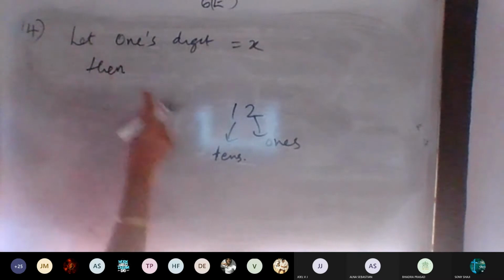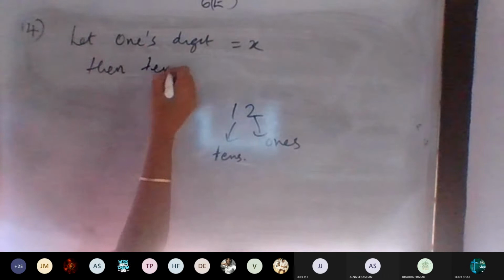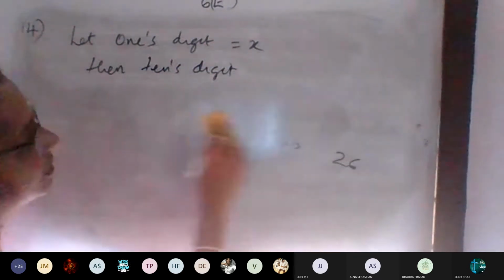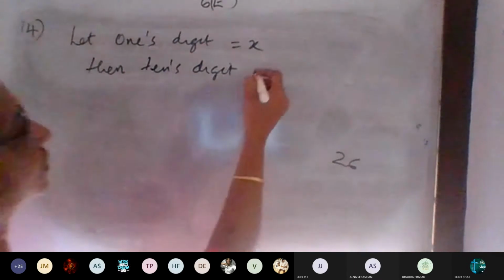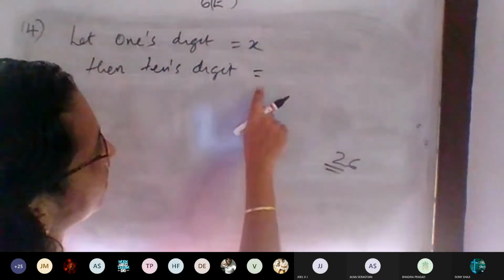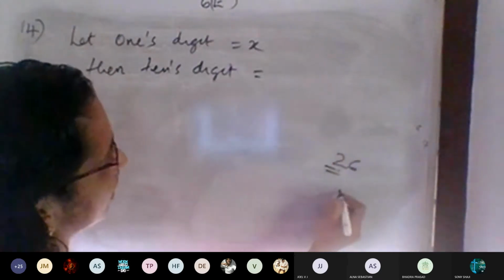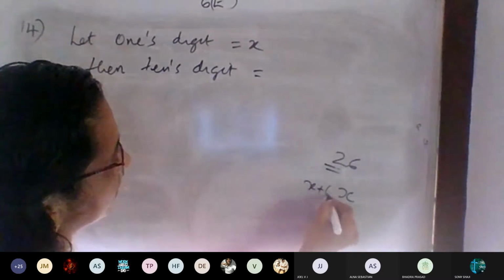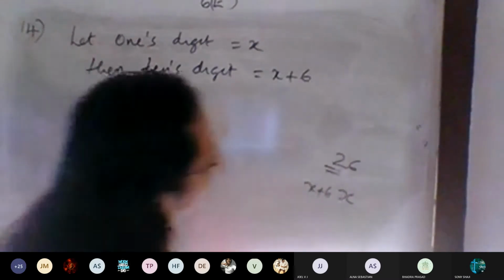Then if the ones digit is x, what will be the tens digit? In 26, 6 is in the ones place. Then which is in the tens place? 2. The difference between them is given as 6. So if the ones digit is x, what will be the tens digit? The difference between these two: x plus 6.